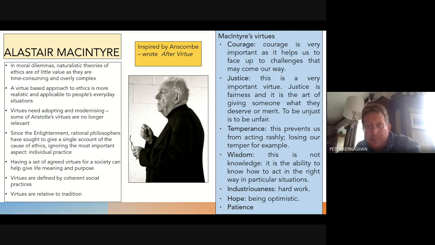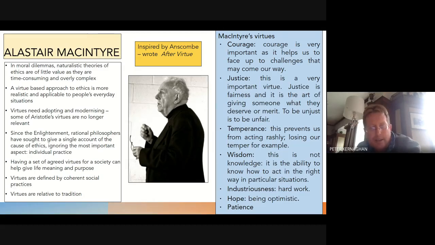His virtues in his book are courage, justice, temperance, wisdom, industriousness. Well, that's a very modern idea. Hope. We need to be optimistic, he thought. Very psychological, that. And patience. There you go. Patience is a virtue, according to Alasdair MacIntyre. Our society needs an agreed set of virtues, and he thinks this is a good list for modern Western society.